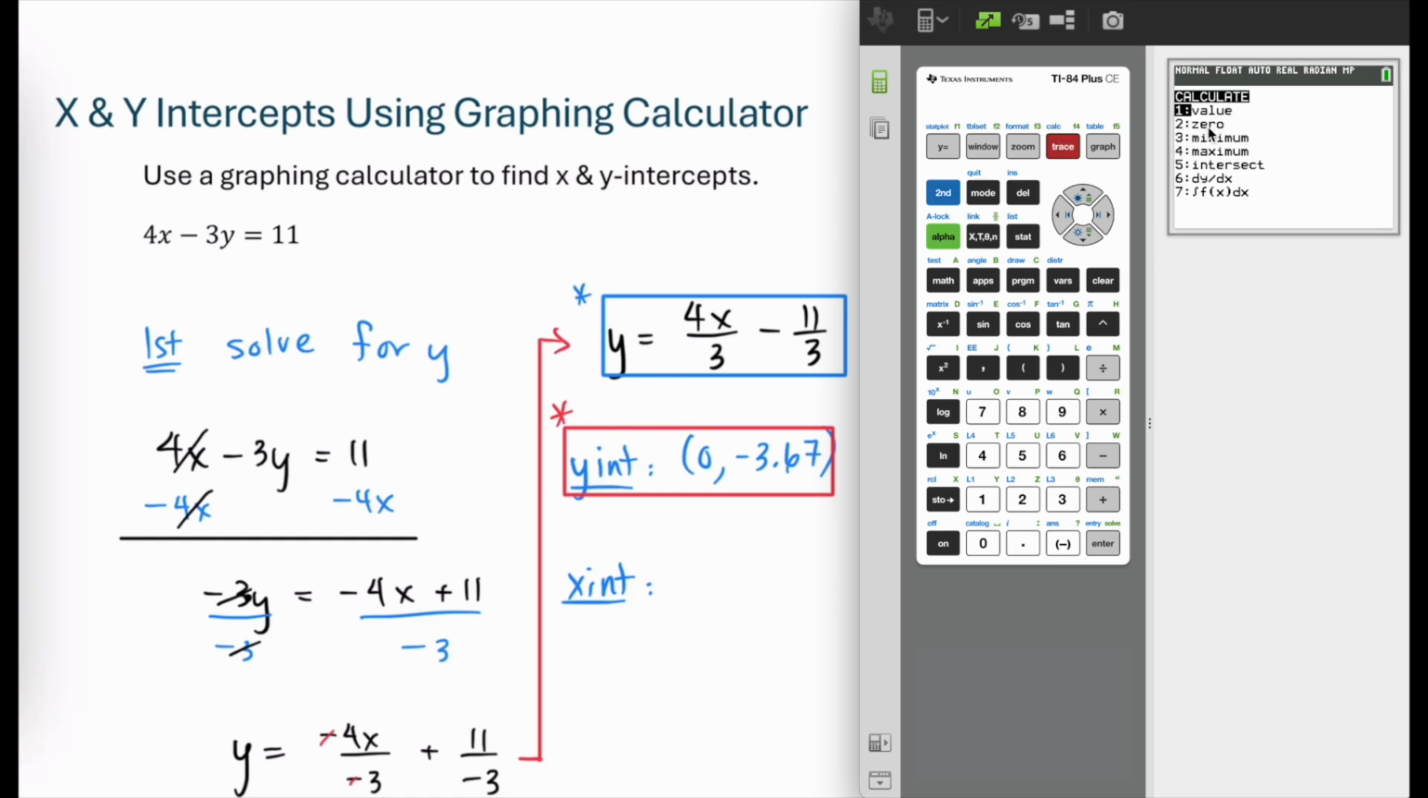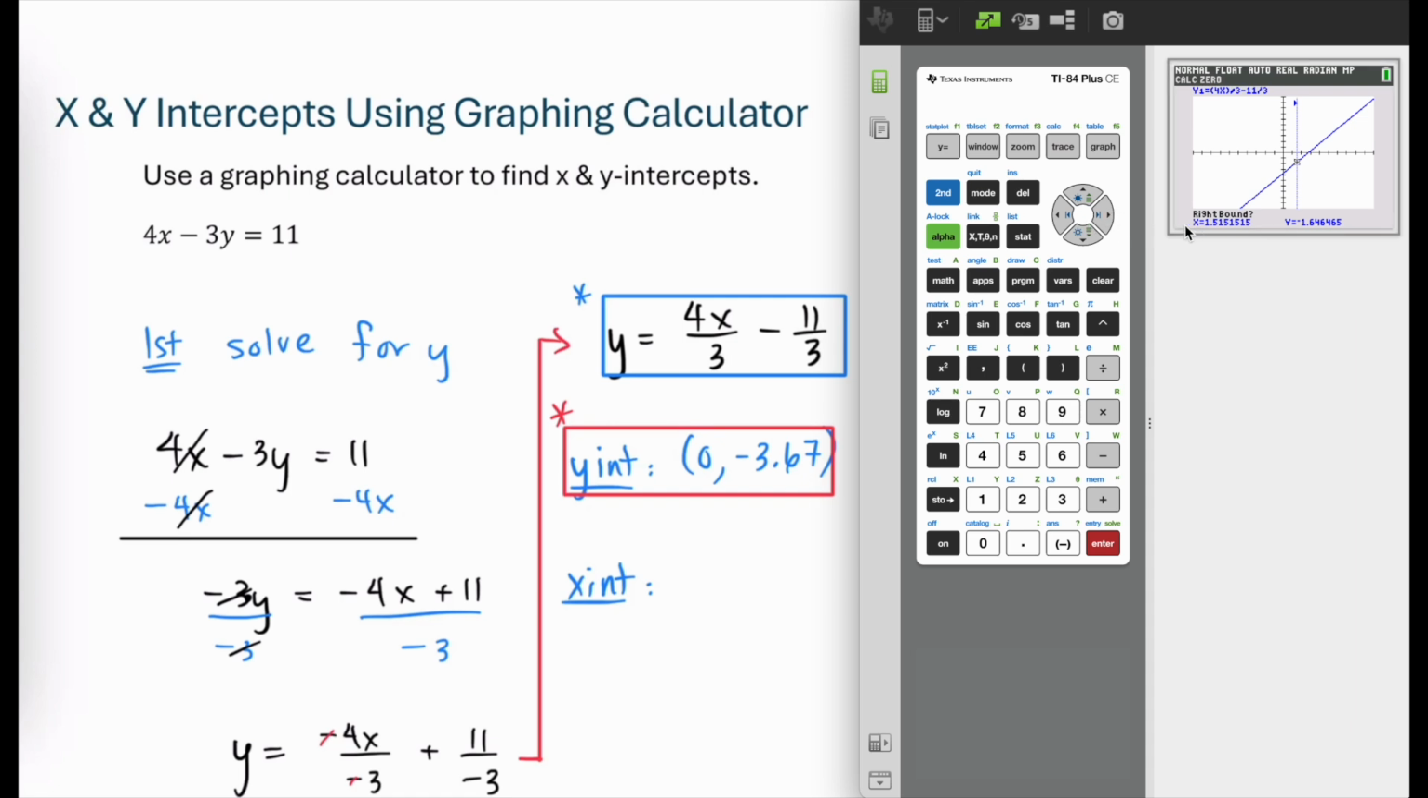Now to find our x-intercept, we again select second calculate, so hitting the trace button. And this time we're going to come down to the 0 function, so down 1 and then hit enter. And we're being asked some questions by our calculator. We are asked to get close to the x-intercept that we're looking for, but stay to the left of it, and then hit enter. We're narrowing our search down to a smaller field.